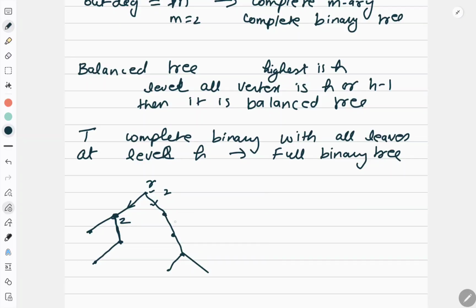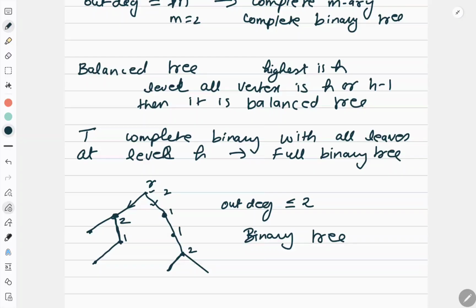Right? Now another one. Go this side. What is the out degree of this? 1. What is the out degree of this? 1. What is the out degree of this? 2. So apart from the leaf, when I see all the internal vertices, the out degree is either 2 or less than 2. So it is a binary tree. Correct? It is a binary tree.